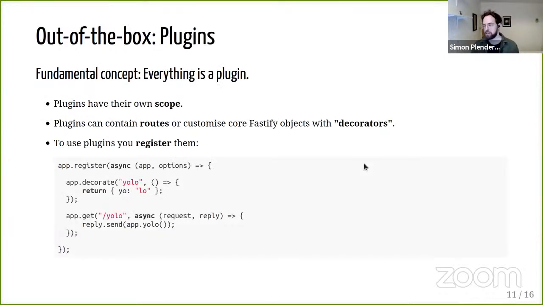If you're familiar with the Express framework, everything is middleware. Now in Fastify, everything is a plugin. It's not completely one-to-one the same thing. For example, plugins have their own scope in Fastify. Now, this is a really important thing and encourages a separation of concerns.